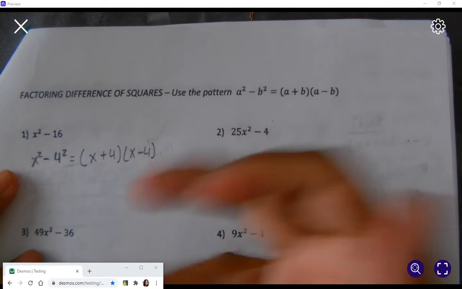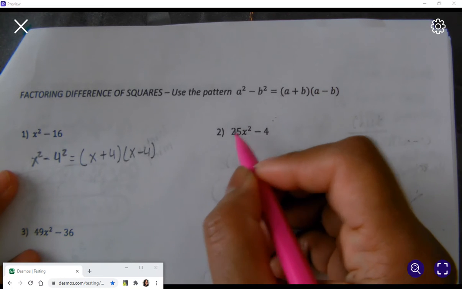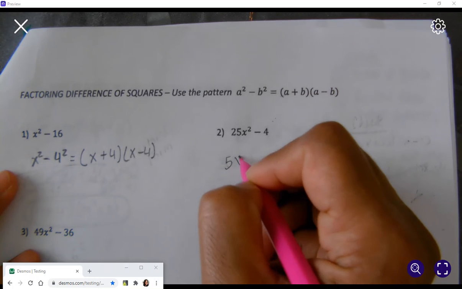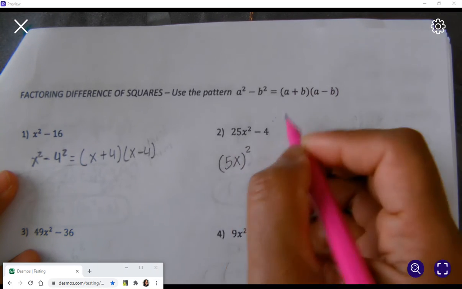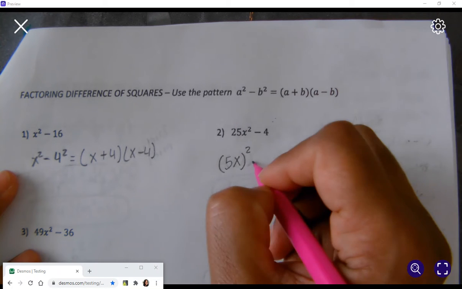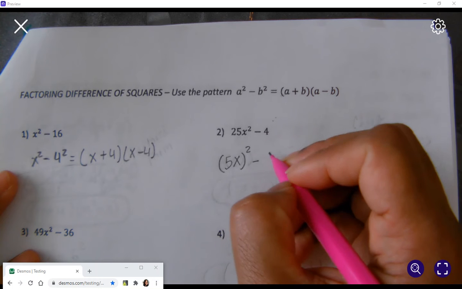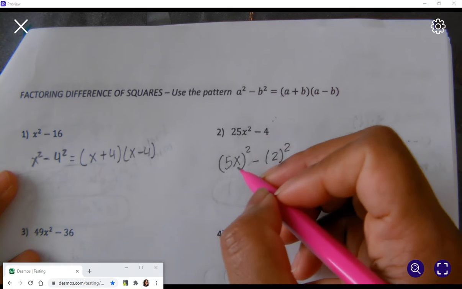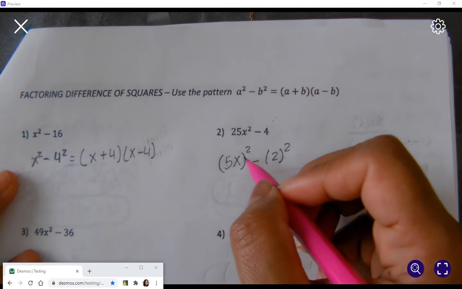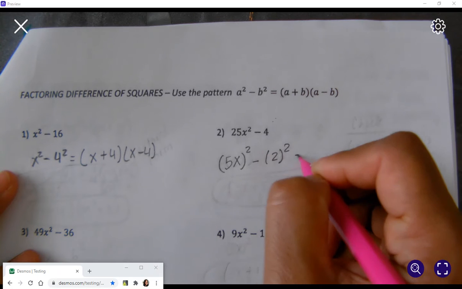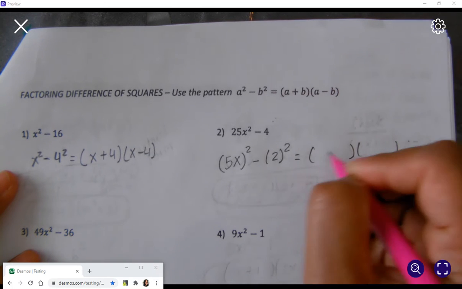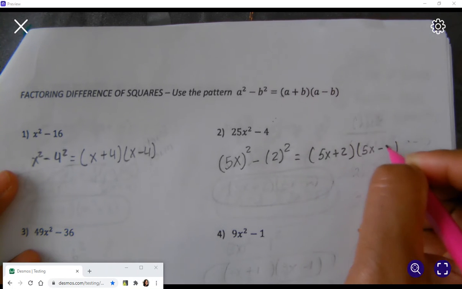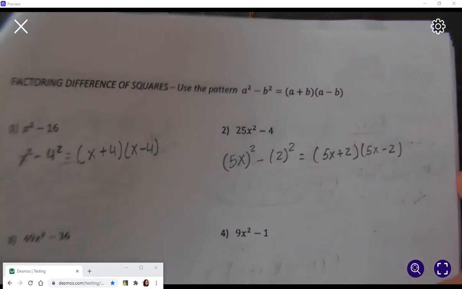So over here, same thing. I know that 25 is a perfect square because the square root of 25 is 5. And then you have your x. So here's my first term, my a, minus 4. You can rewrite 4 as 2 squared. So now I have both of these terms in the form of being squared, so now I can write it in factored form. You have 5x plus 2, 5x minus 2. Okay.